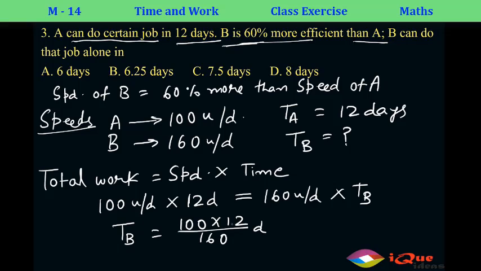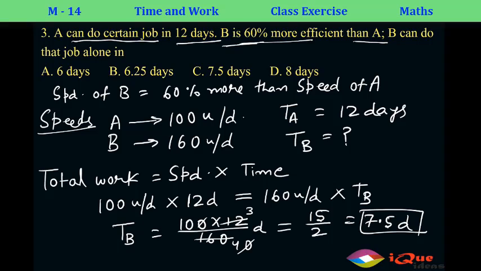So simplify this. 4 cancels 12 3 times, and 160 40 times. 0 and 0 cancel. 10 into 3 is 30 divided by 4, which is 15 by 2. It is 15 by 2, that is 7.5 days. So the answer of this question is 7.5 days. So it was a good question.